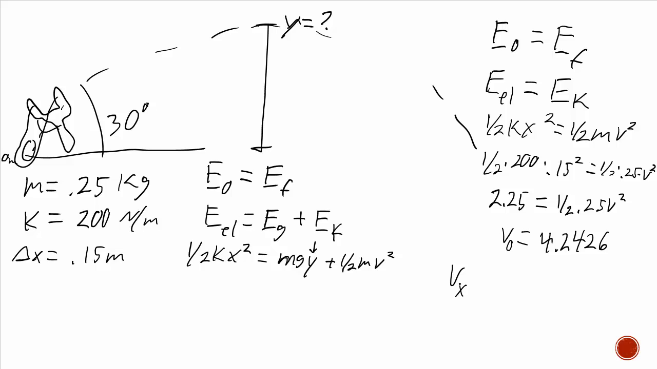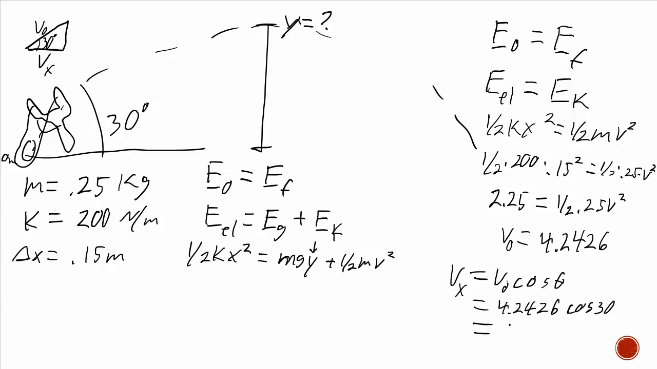So the x component, if we remember our little triangles here, I want the horizontal part. This is my initial velocity. There's my 30-degree angle. So I'm going to use cosine. So v naught cosine theta. My initial velocity is this 4.2426 times cosine of 30, and that works out to be a velocity of 3.674 meters per second. That's the velocity that I can plug in here because that is my total velocity at the top of the trajectory there.